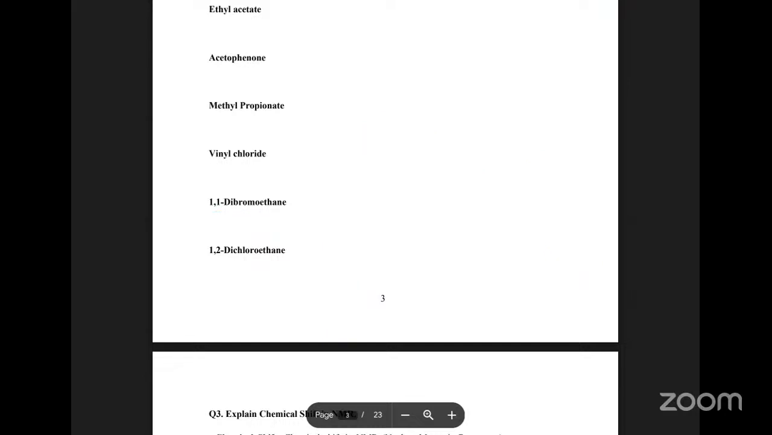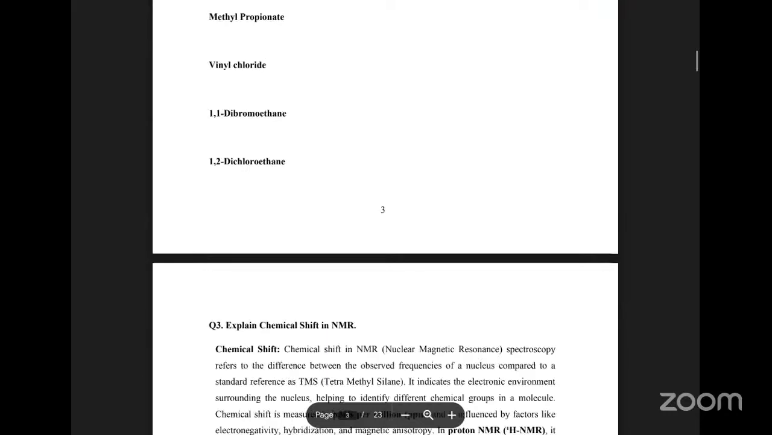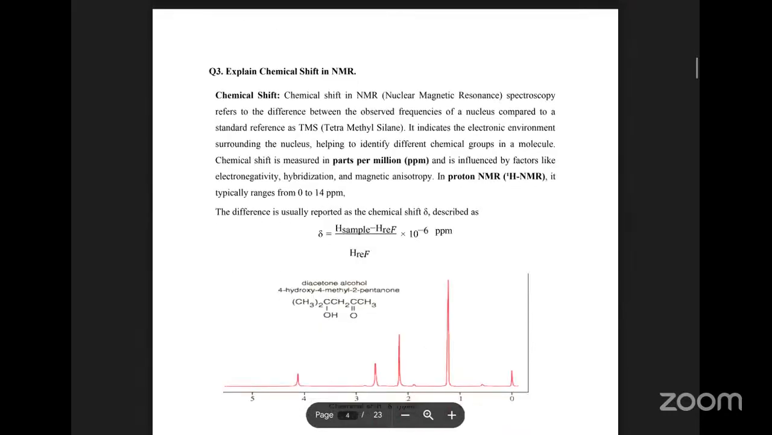Let's move on to the next question, which is frequently asked in the examinations. What is chemical shift? In NMR spectroscopy, what is chemical shift? It is nothing but the distance between the standard reference, this is zero, called as TMS, and the peak observed. The distance between the standard and the peak observed is called chemical shift.